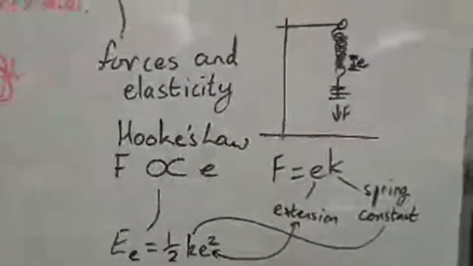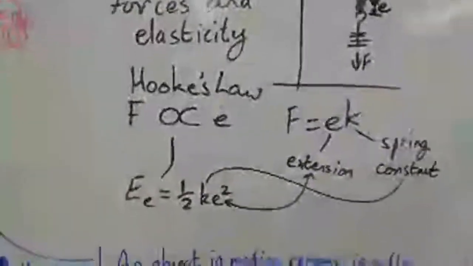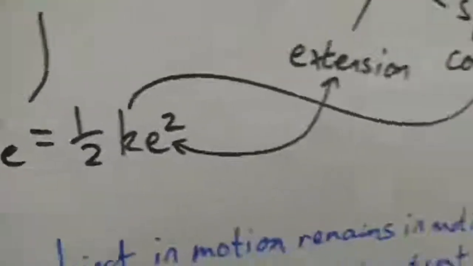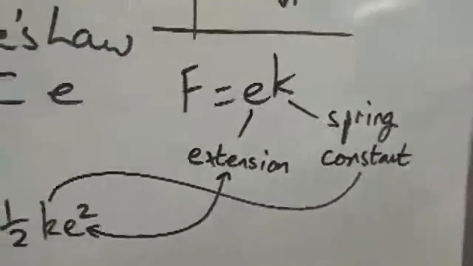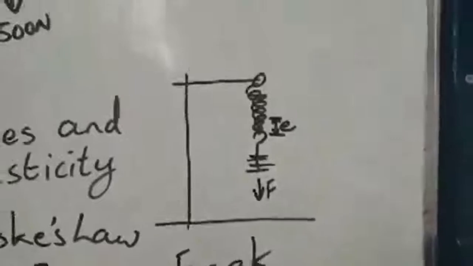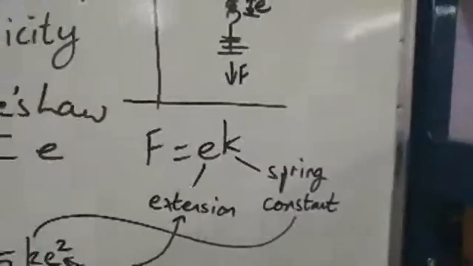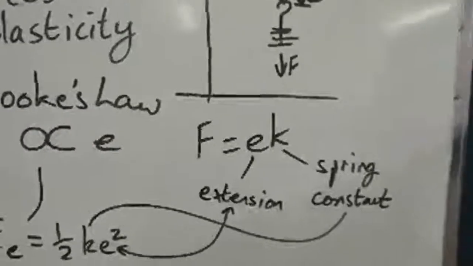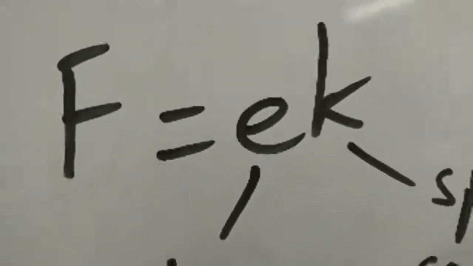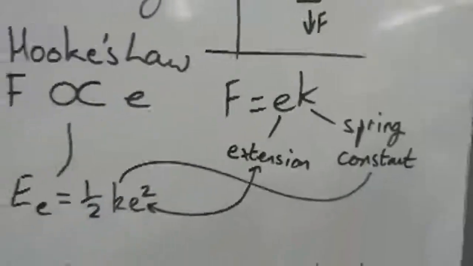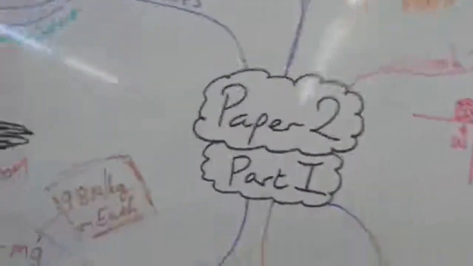Elasticity, Hooke's Law, F is proportional to e. Elastic energy is a half ke squared, where k is the spring constant and e is the extension. Okay, now Hooke's Law, force is directly proportional to e, with the spring constant k. The way to remember this is a bit of Father Ted. Feck. There we go.